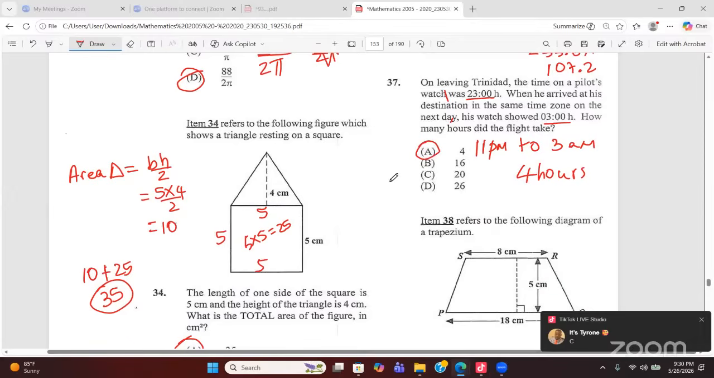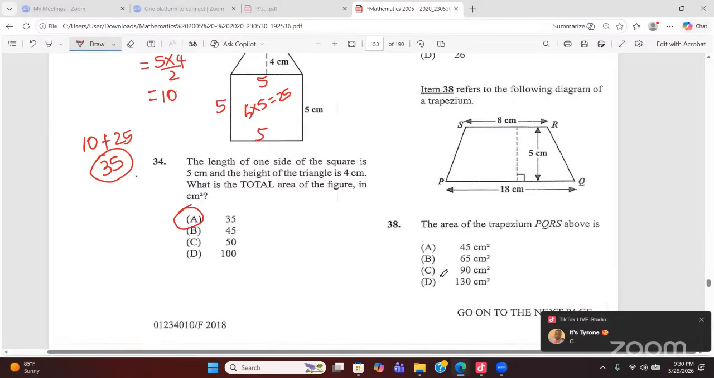Let me see if everybody is good with that. Good with that on TikTok? Let me see if YouTube is good with that. Everybody good with that 4, right? 37. All right. Now let's look at 38.